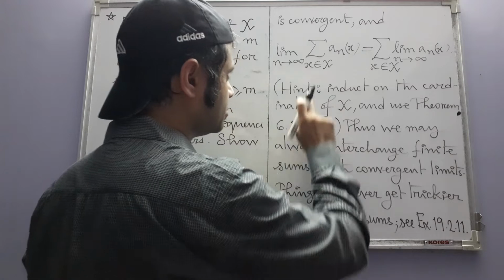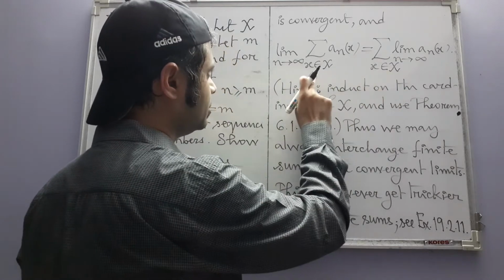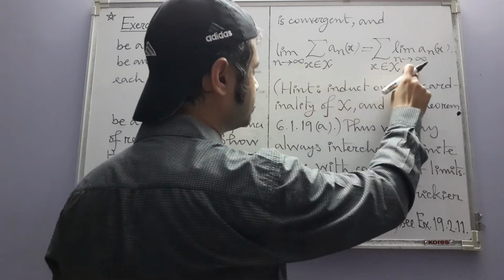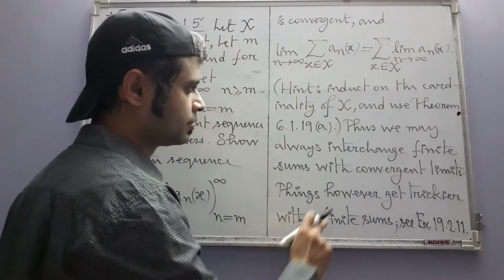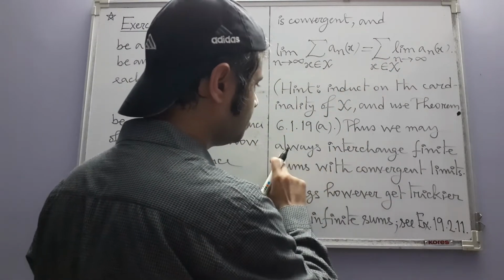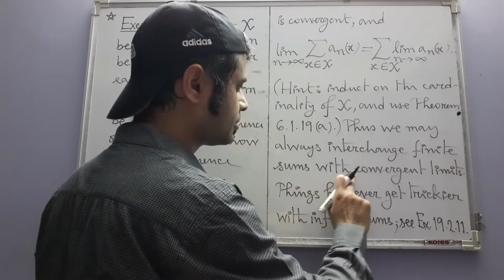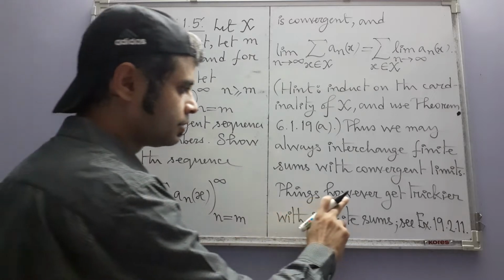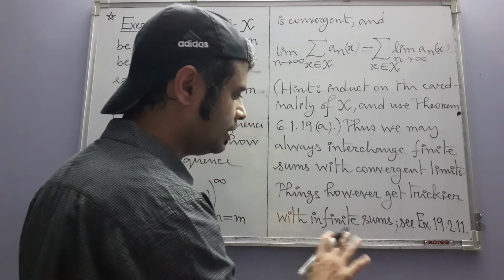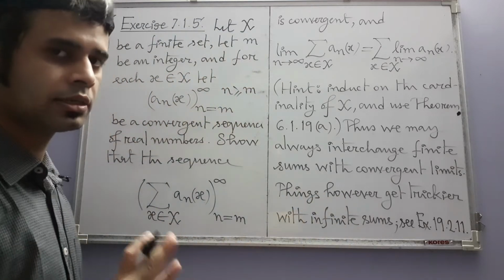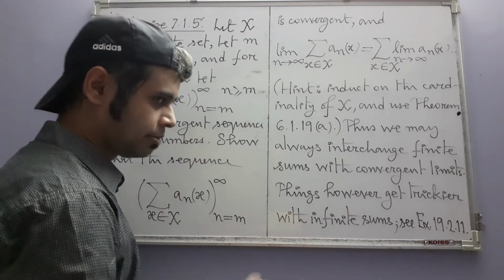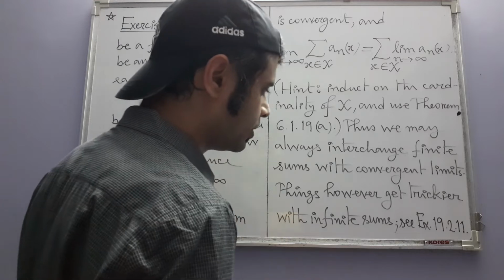So that means, looking at this, you can see that we have been able to interchange limit with finite sum. So the author writes, thus we may always interchange finite sums with convergent limits. However, things get trickier with infinite sums, which we have not considered yet. We are going to consider it next, in the next section, which we will do today itself.